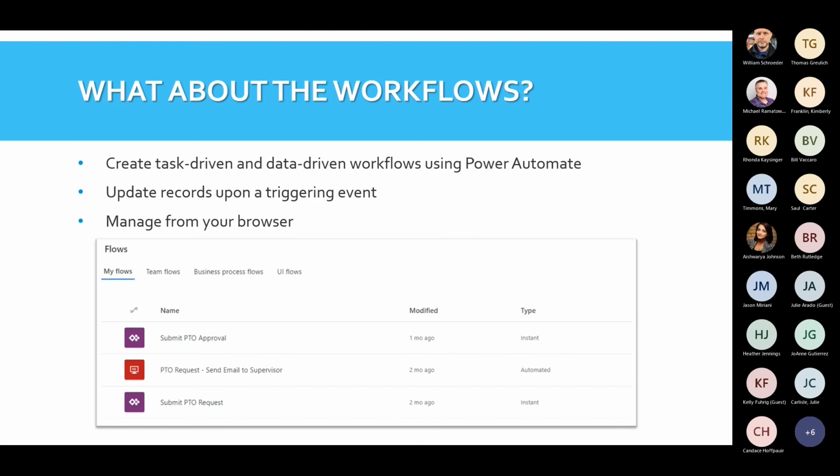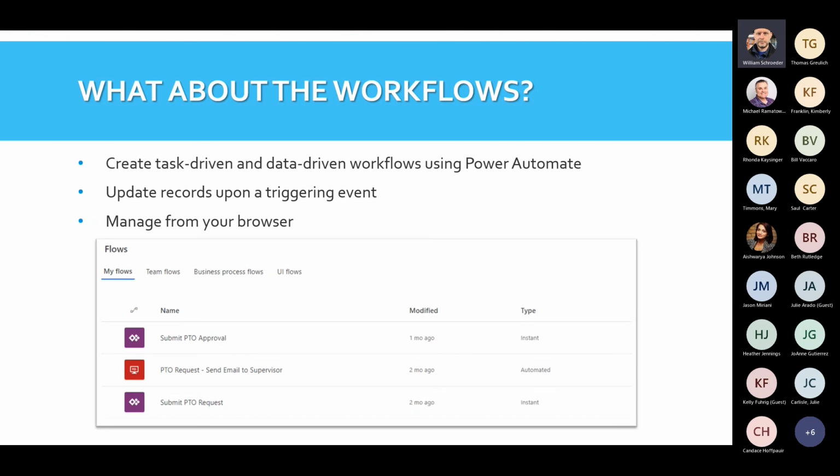Update records based upon a triggering event. Maybe like GP's business rules. You can find those, or maybe you want to use Power Automate instead. I'm just giving you ideas here. You manage all this from your browser. No GP license required to do this.